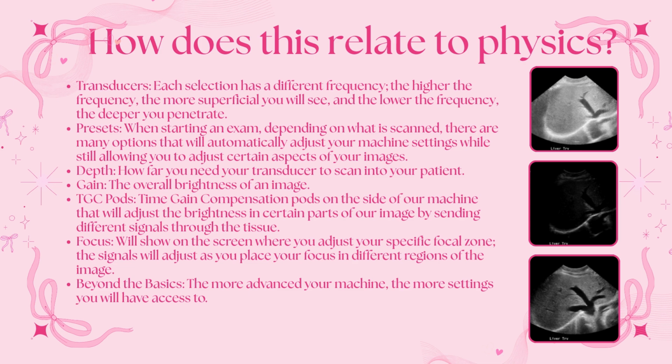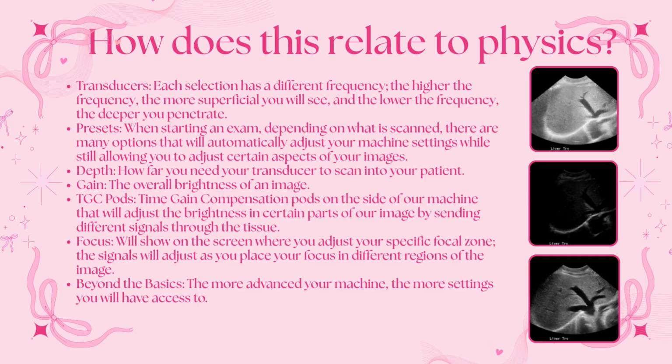Then we have the presets. When starting an exam, depending on what is scanned, there are many options that will automatically adjust your machine settings while still allowing you to adjust certain aspects of your images. You have things like abdomen or thyroid settings, and other options to further optimize your images like penetration mode that will adjust to deeper structures, or general, and resolution that adjusts to superficial structures. All of these presets will apply their own generalized settings to your image, but you may need to further adjust some things. This is just a good start to your exam.